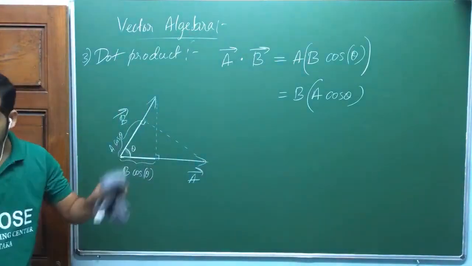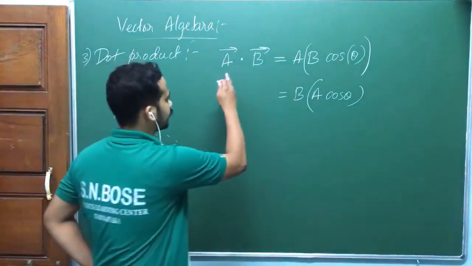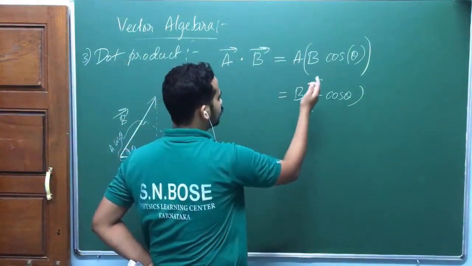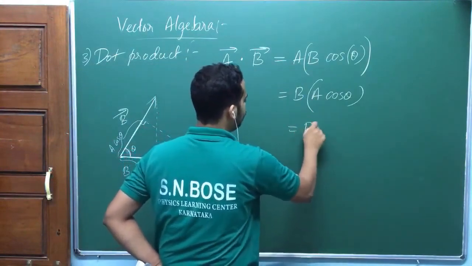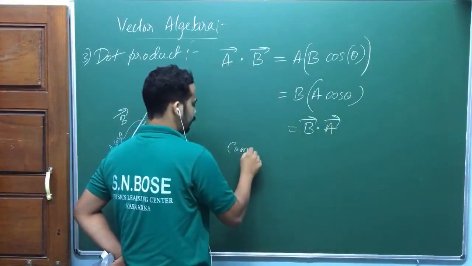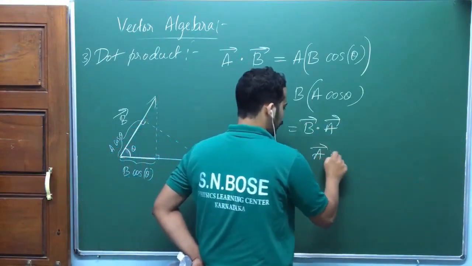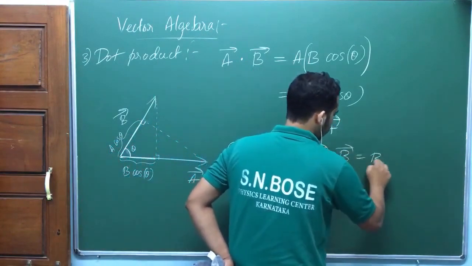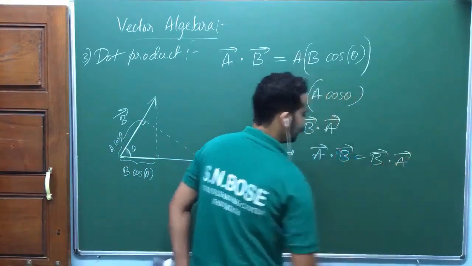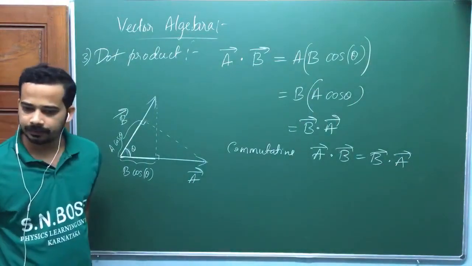Is that okay? So this is a dot product. And you can see here, A dot B is equal to AB cos theta. That's equal to BA cos theta. Can I write it as B dot A? We say it is commutative. A dot B is equal to B dot A. Is that okay?